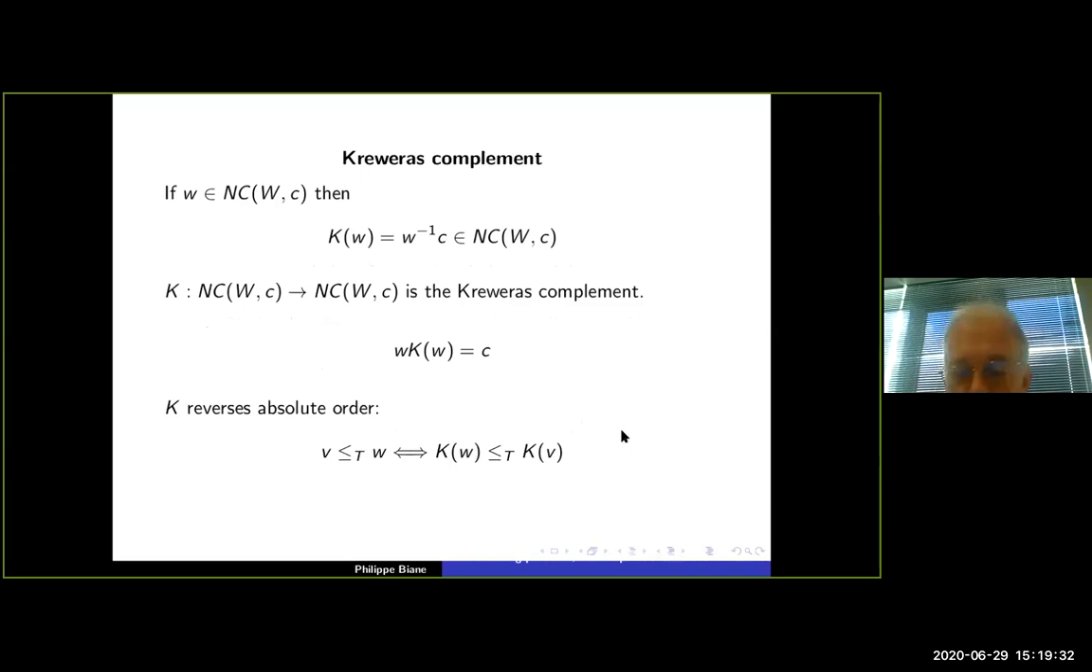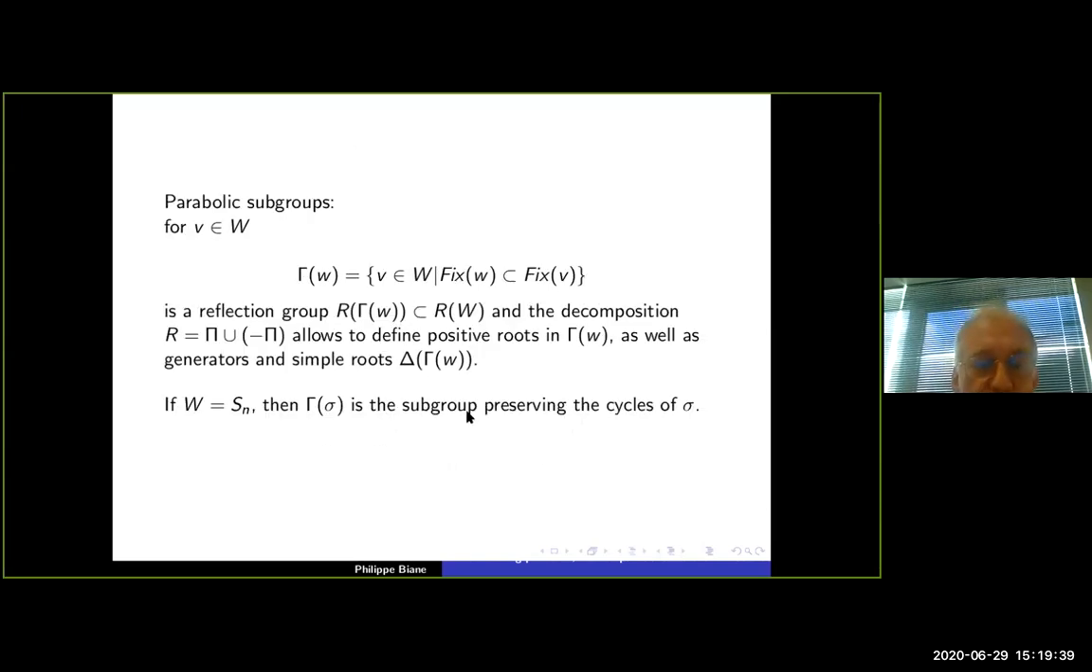You mean preserves them as sets? Yes, preserve them as sets, yes. That is, all the cycles are in some sense included in a cycle of sigma as subsets.